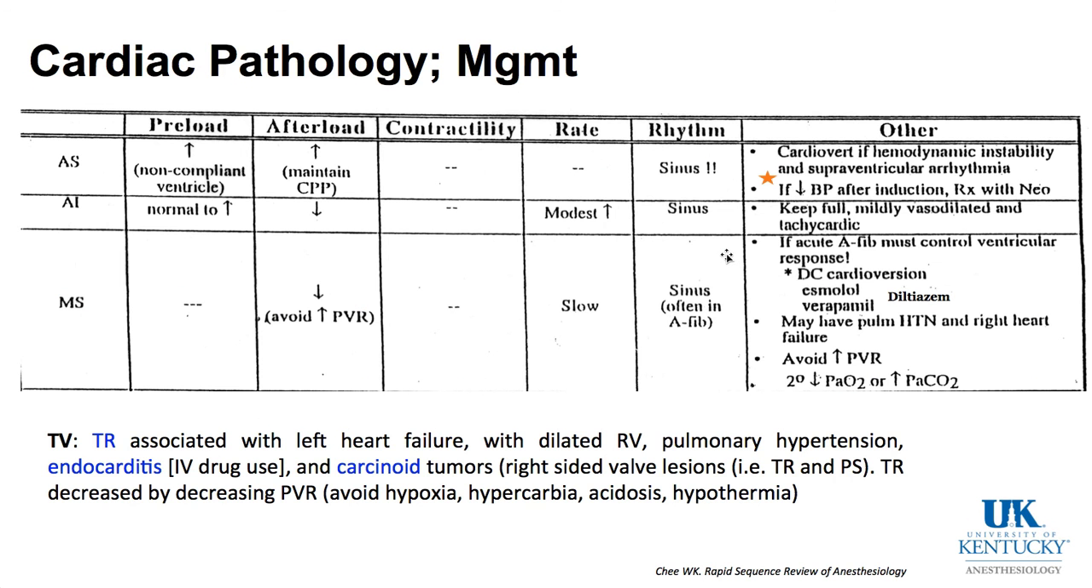Let's look at some very, very basic management points with regards to valvular heart lesions, and start with aortic stenosis. In the case of aortic stenosis, you have a patient with a non-compliant ventricle that's thick, usually hypertrophied. You need to maintain the preload to that ventricle so that it will contract and generate an adequate cardiac output and pressure through that small orifice aortic valve.